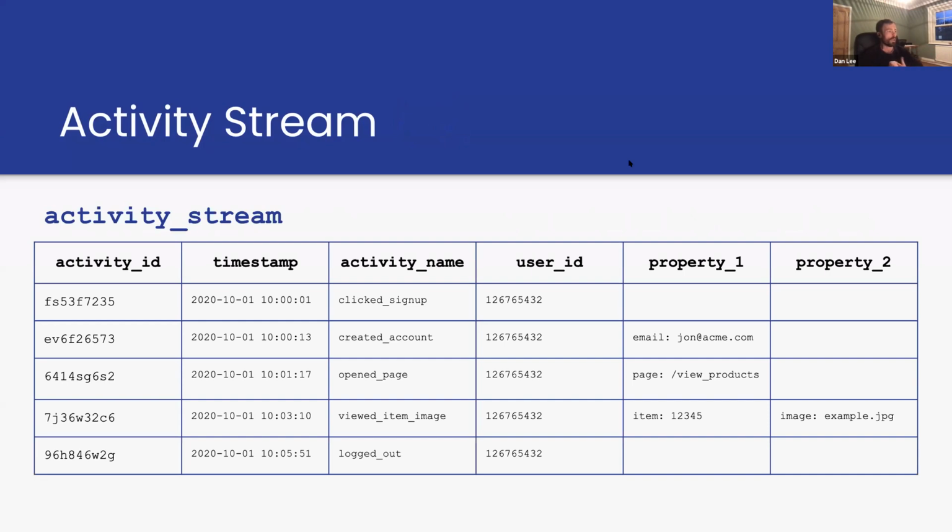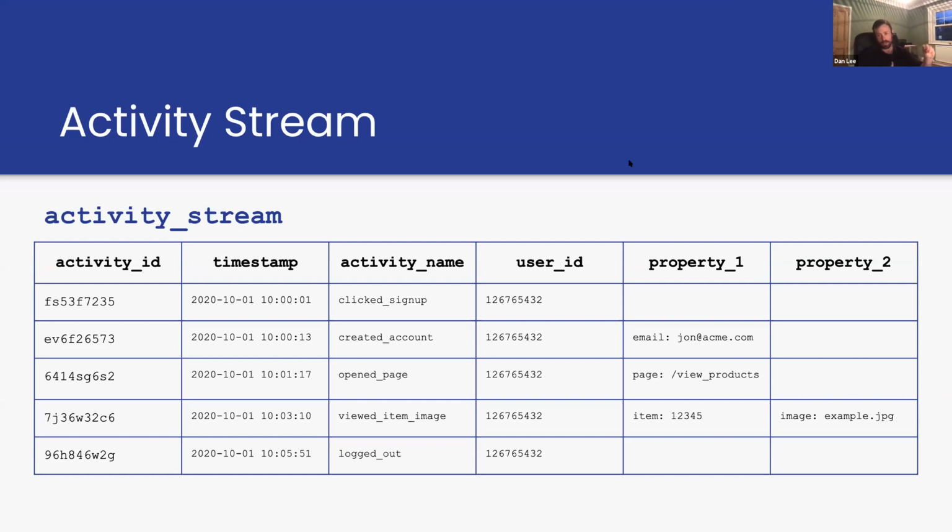So this might look something like this. You have this one activity stream data set, and each row in the activity stream is essentially some activity, some action that a customer at your business took. And so in this example here, you can see we've got a few different activities. We've got this one user who's clicked sign up, created an account, opened a page, viewed some item image, and then logged out. So each of those actions that this customer took is represented by a row in this activity stream. We obviously need the user ID to understand who did it, and then we have room for some extra properties.